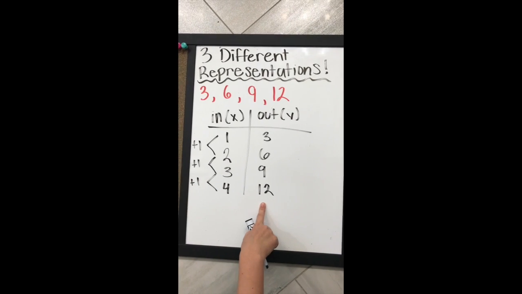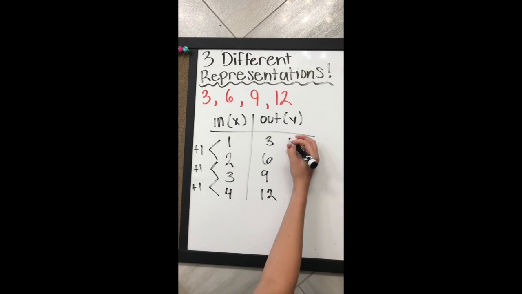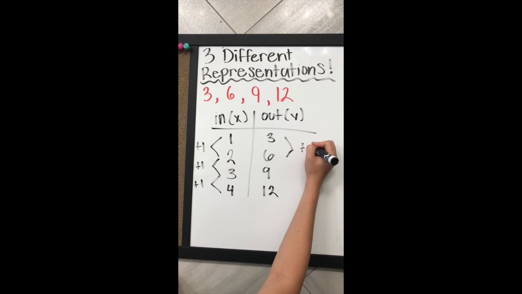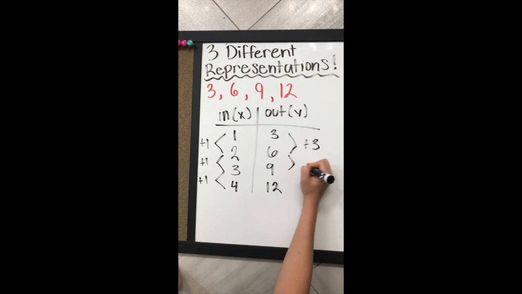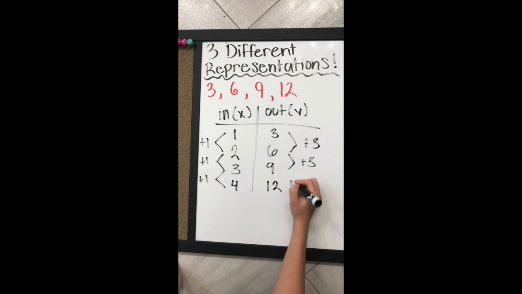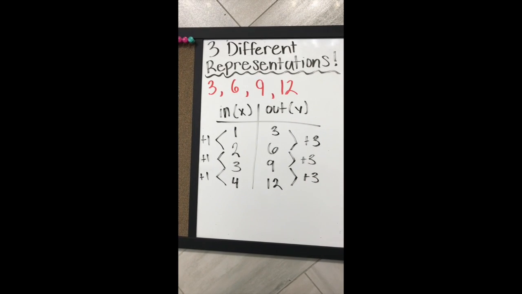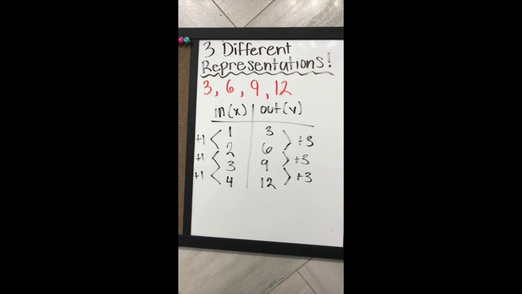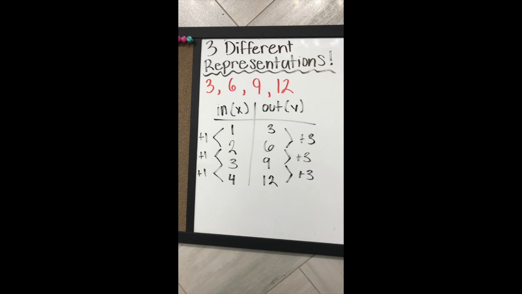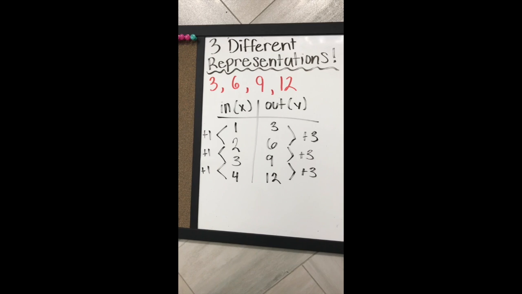And then we look over here, and we're not adding 1. Instead, we're going to be adding 3. So 3 plus 3, we get 6. 6 plus 3, we get 9. 9 plus 3, we get 12. Okay, so then on this side, it's consistent by adding 3 each time. So that's the first representation, is being able to make a table.